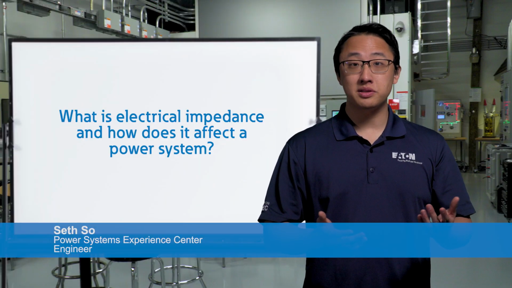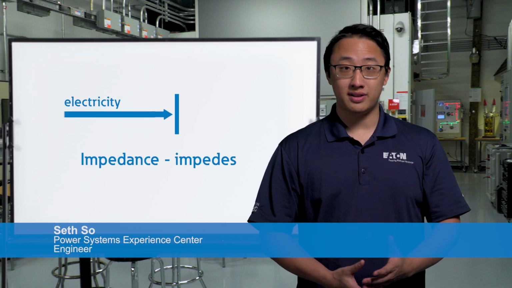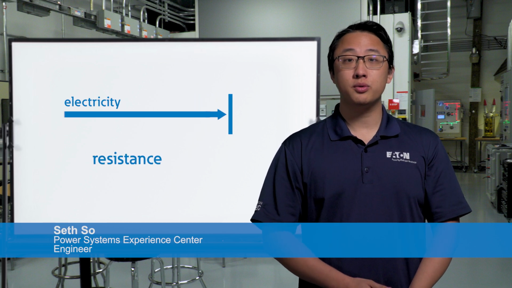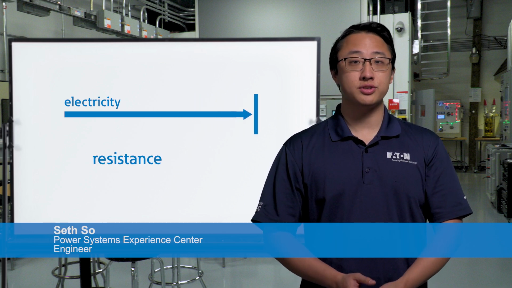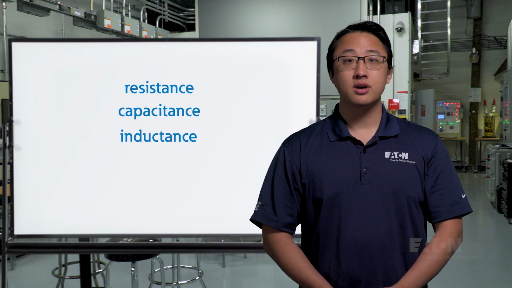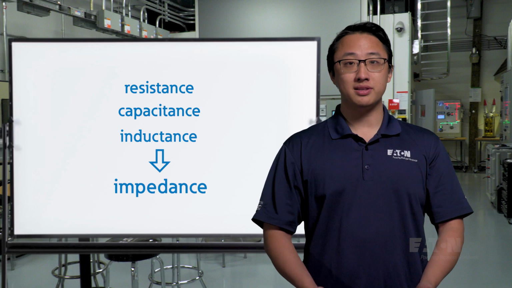What is electrical impedance and how does it affect a power system? Well, just like the word itself implies, impedance slows down the flow of electricity. You may be more familiar with the concept of resistance and the role it plays in a circuit, but it turns out that resistance, along with capacitance and inductance, are components of a broader property, impedance.